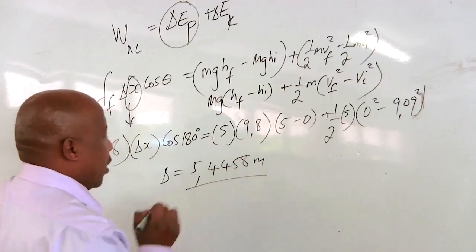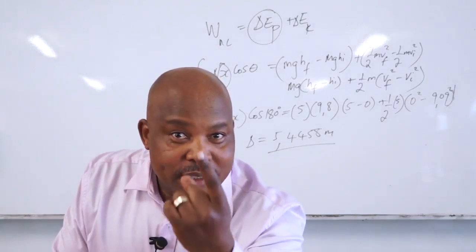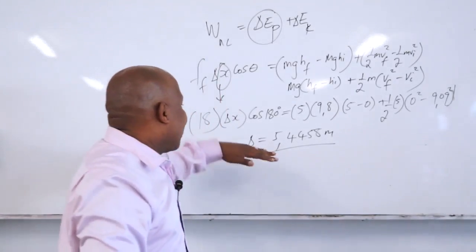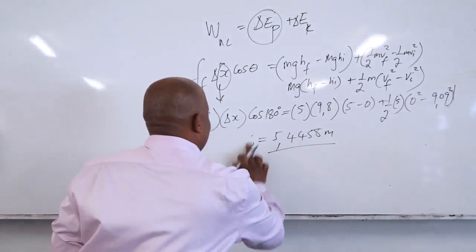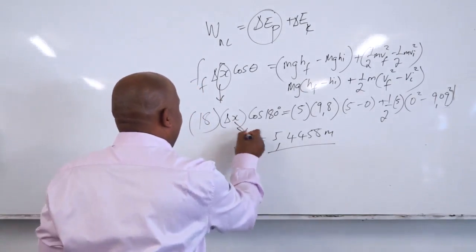Right. Now, after you work it out, you will find your delta x to be 5.4458 meters. Remember, we didn't answer the question. We want theta, which is our angle. But what we did here is we first found delta x. Sorry, I must put delta x here. This is what I'm solving. I'm solving this delta x here.